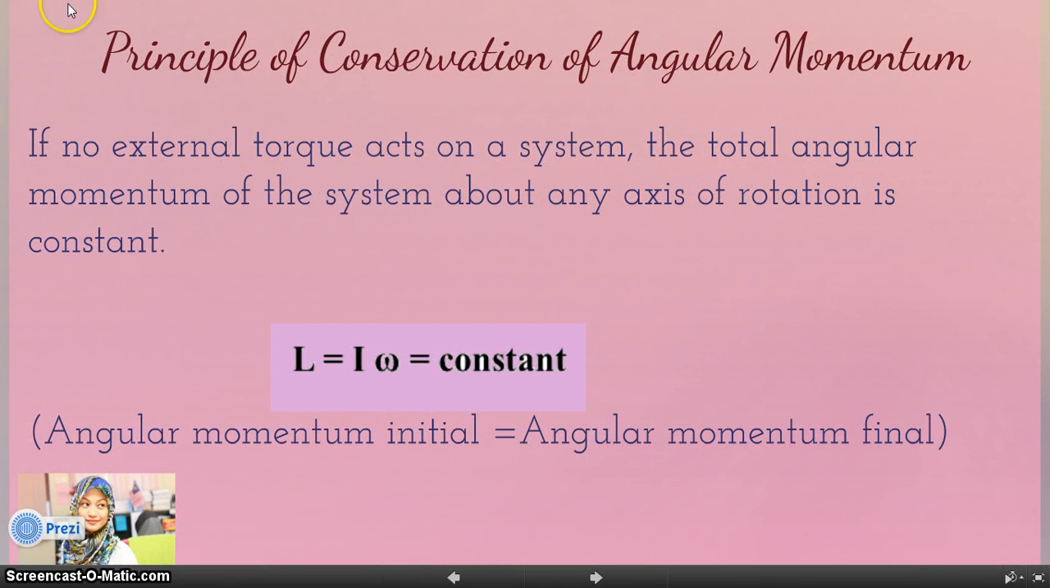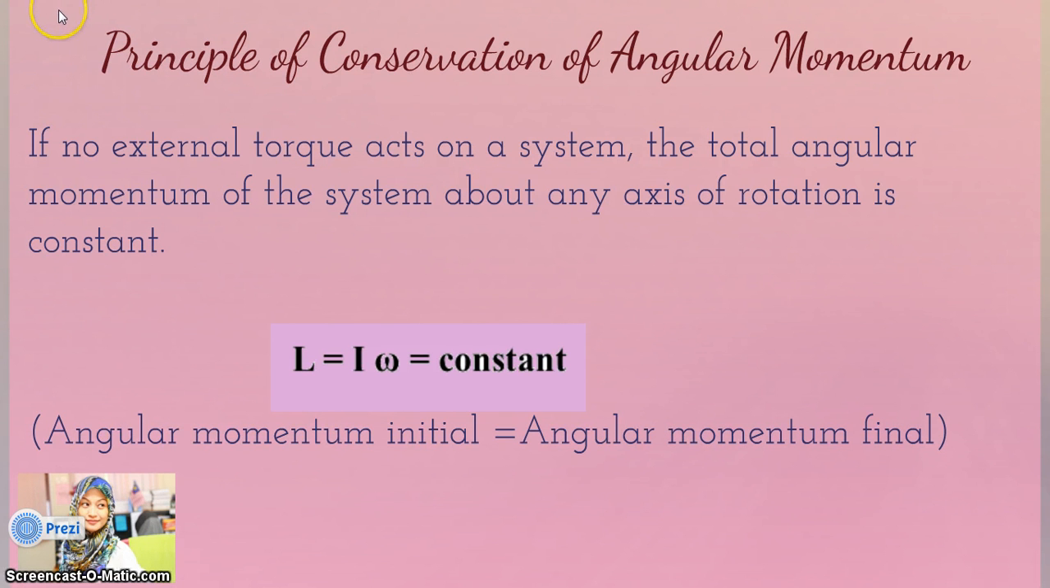Next, I will explain about the principle of conservation of angular momentum. In linear motion, when there is no external force, momentum is constant. Similarly, in rotational motion, when no external torque acts on a system, the total angular momentum of the system about any axis of rotation is constant, which is L equal to I omega equal to constant. From here, the principle of conservation of angular momentum states that angular momentum initial will be equal to angular momentum final.